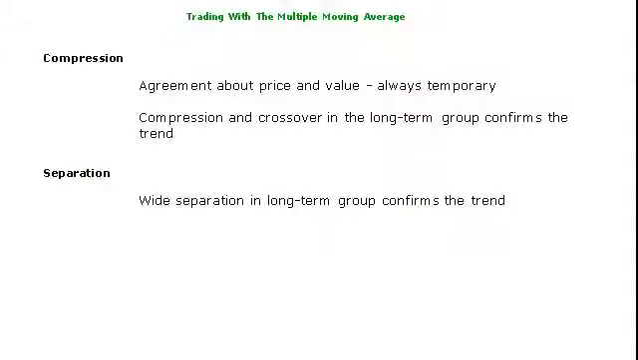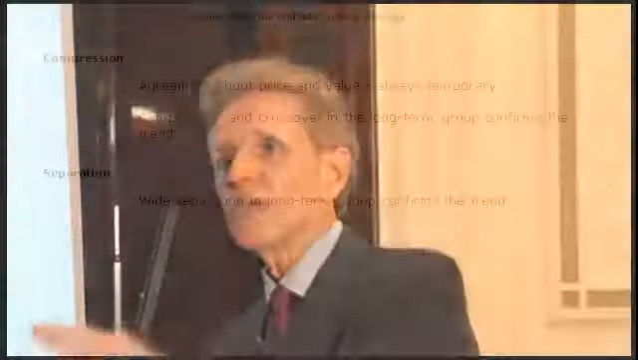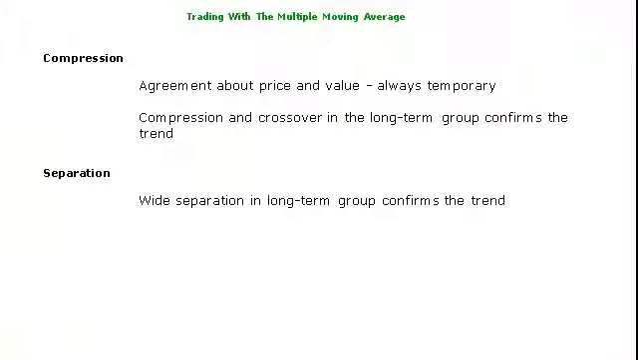Separation. The wider the separation within the groups, the stronger the trend. And if you think about it, it actually makes sense intuitively, because generally if you've got a trend which is actually starting to go parabolic, the moving averages start to spread. So we want the bands to have a good, solid spread. Also, as we mentioned, strong trends are supported by long-term investors. So that's the red bands.